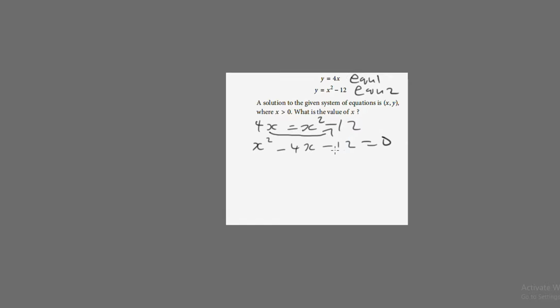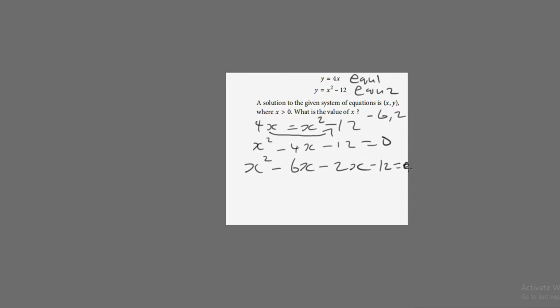If you want to factorize, ask yourself the two values that when you multiply them you get negative 12, and when you add them you're going to have negative 4. Okay, so the two values will be negative 6 and 2, right? Yes, because minus 6 times 2 you're going to have negative 12, minus 6 plus 2 you're going to have negative 4.